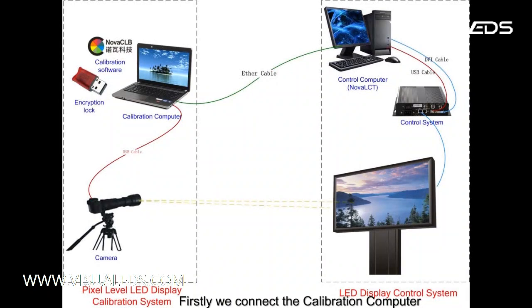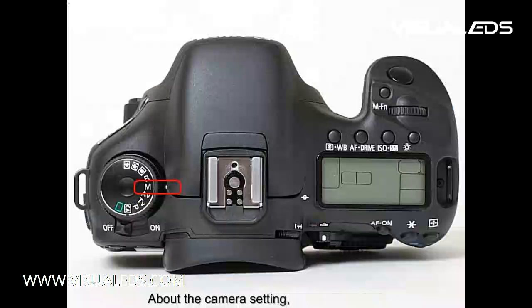Now we are going to show how to connect these hardware. Firstly, we connect the calibration computer to the control computer with an Ethernet cable. Then make them in a local area network. We can also use one computer to calibrate and control the LED display. Please note that the calibration computer needs an encryption lock for opening the calibration software. Then we use a USB cable to connect the camera to the calibration computer.